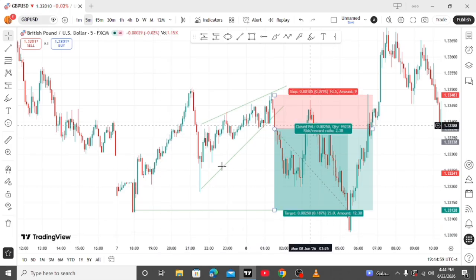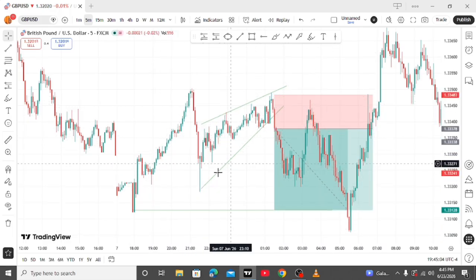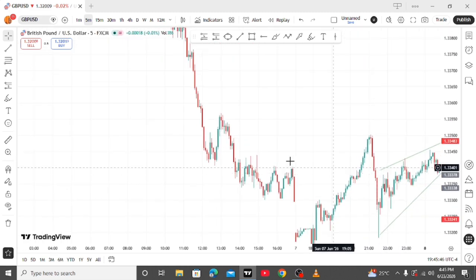So this is a rising wedge. This is the rising wedge I showed you, I was talking about. So now let's move over to find more patterns.